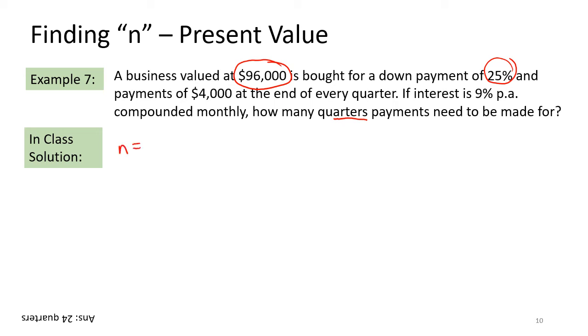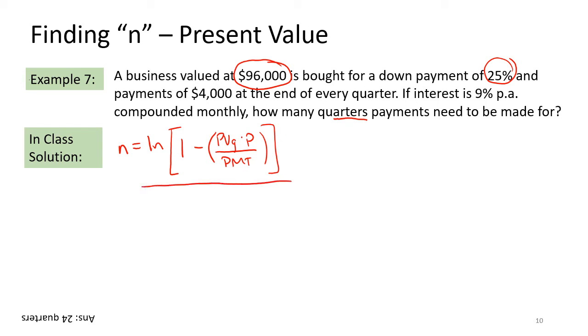n is equal to the ln. And this is the present value formula, not the future value. So 1 minus the present value. Again, I use the subscript G here just to denote that it's an ordinary general annuity, times your equivalent interest rate P divided by your payment. And that's divided by the negative ln of 1 plus your equivalent interest rate P.